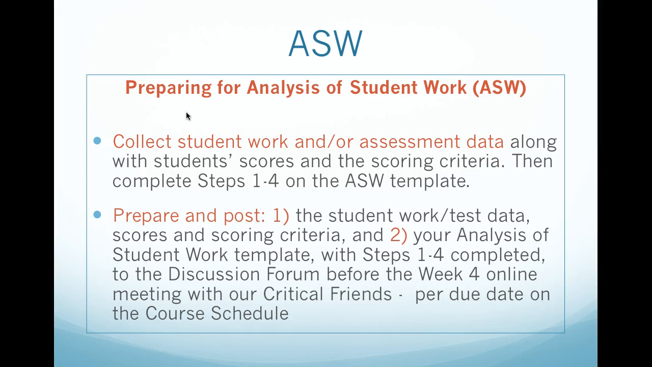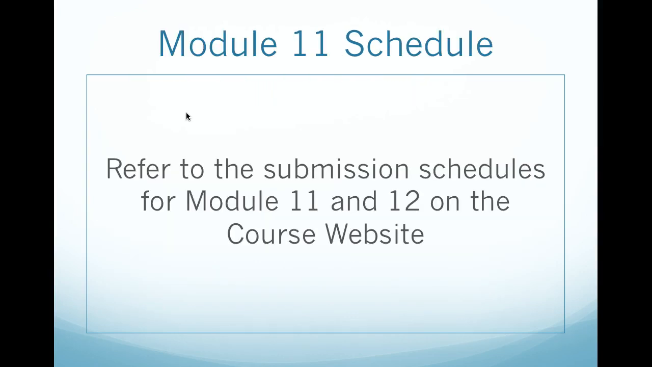The analysis of student work, the traditional test items bank, and there's a reflection and a checklist that go along with the traditional test items. All of those documents are found in Module 11 or in the actual discussion forum. You'll find the handouts. Refer to the submission schedules for Module 11 and 12 on the course website. The analysis of student work crosses over Module 11 and Module 12.